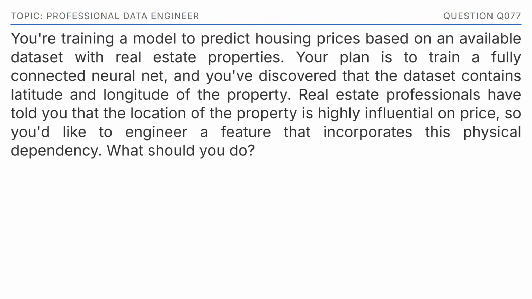You're training a model to predict housing prices based on an available dataset with real estate properties. Your plan is to train a fully connected neural net, and you've discovered that the dataset contains latitude and longitude of the property. Real estate professionals have told you that the location of the property is highly influential on price, so you'd like to engineer a feature that incorporates this physical dependency. What should you do?